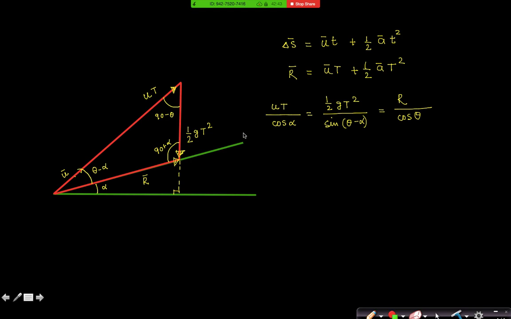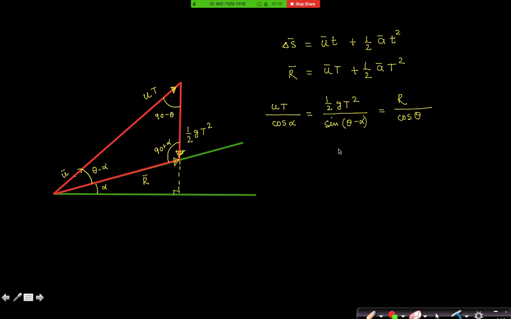Now can you see that from these first two expressions, that was 90 plus alpha, sir. So how did it become cos alpha? Sine of 90 plus alpha, sine of 90 minus alpha, both are cos alpha, because in the second quadrant the sine value is positive.